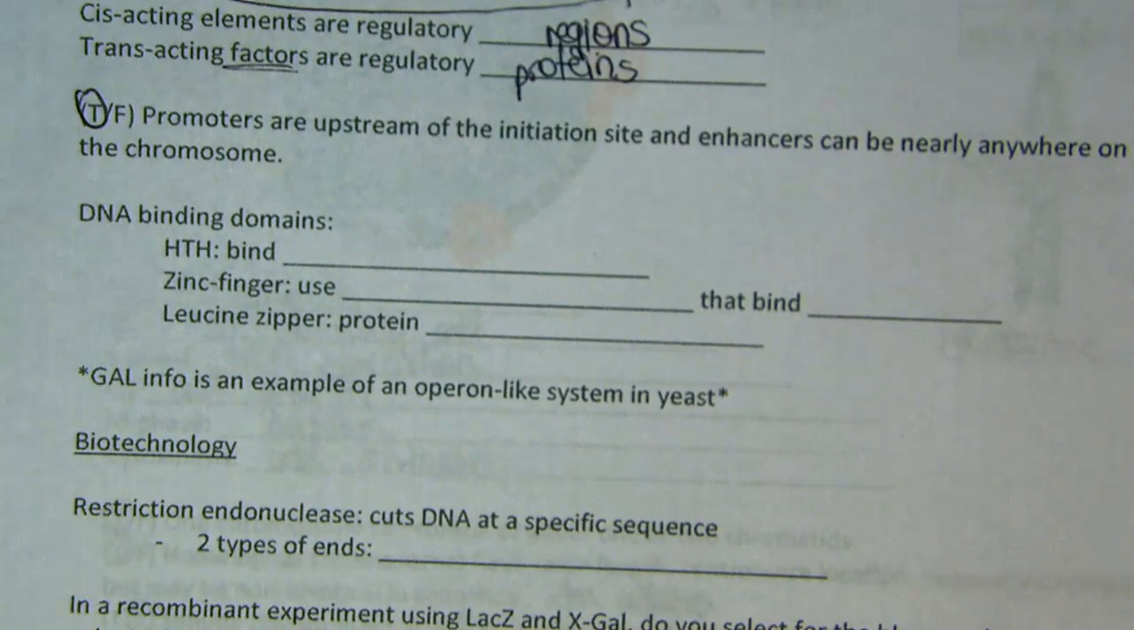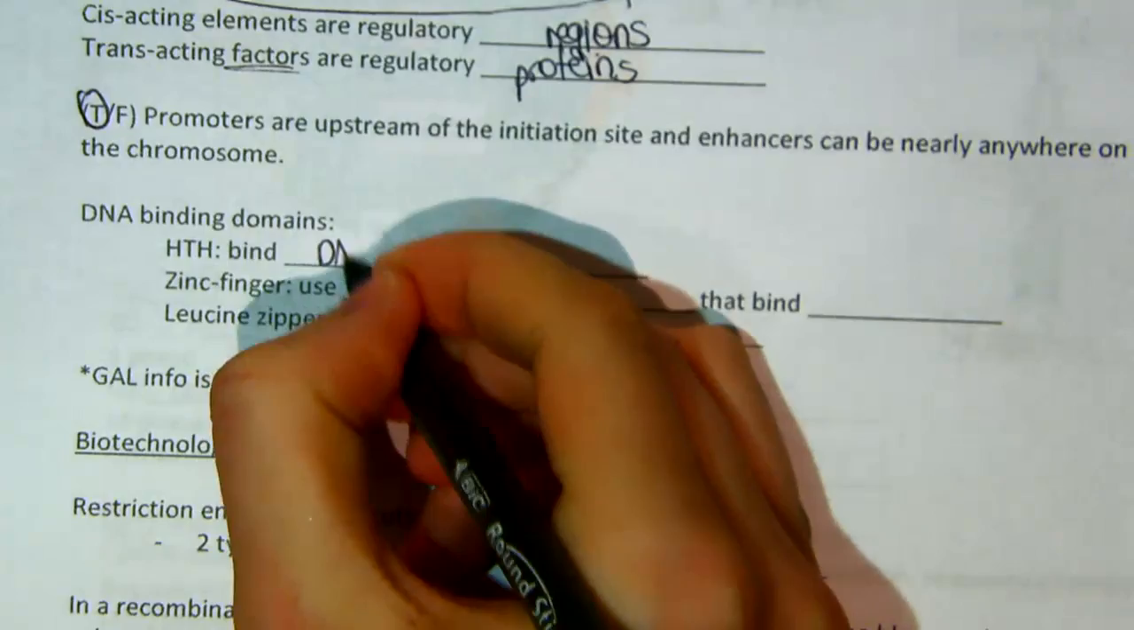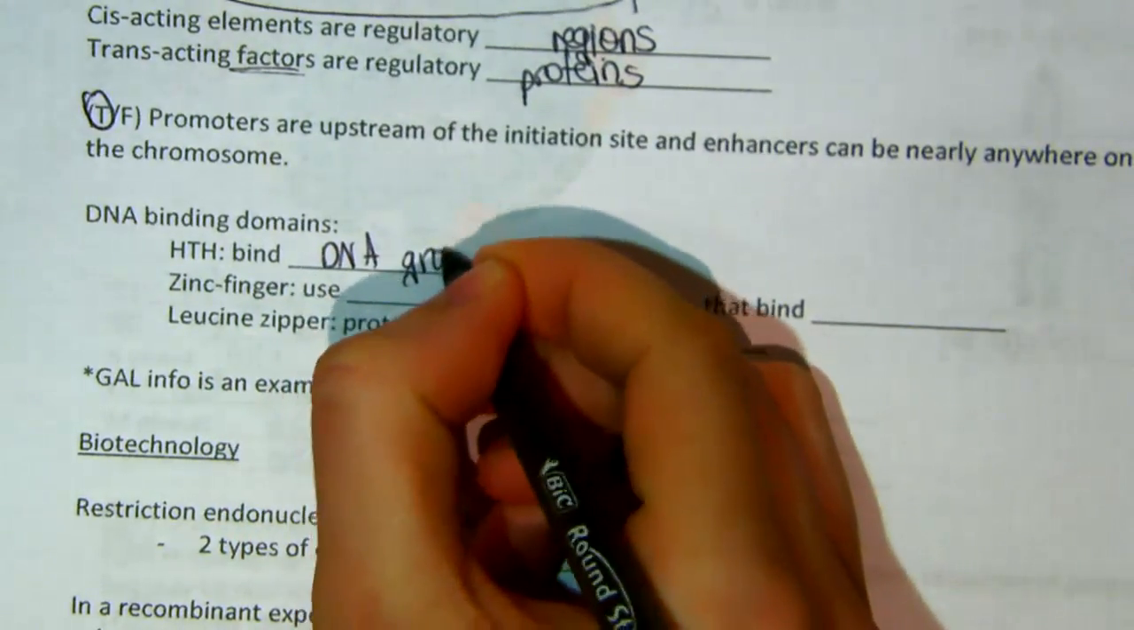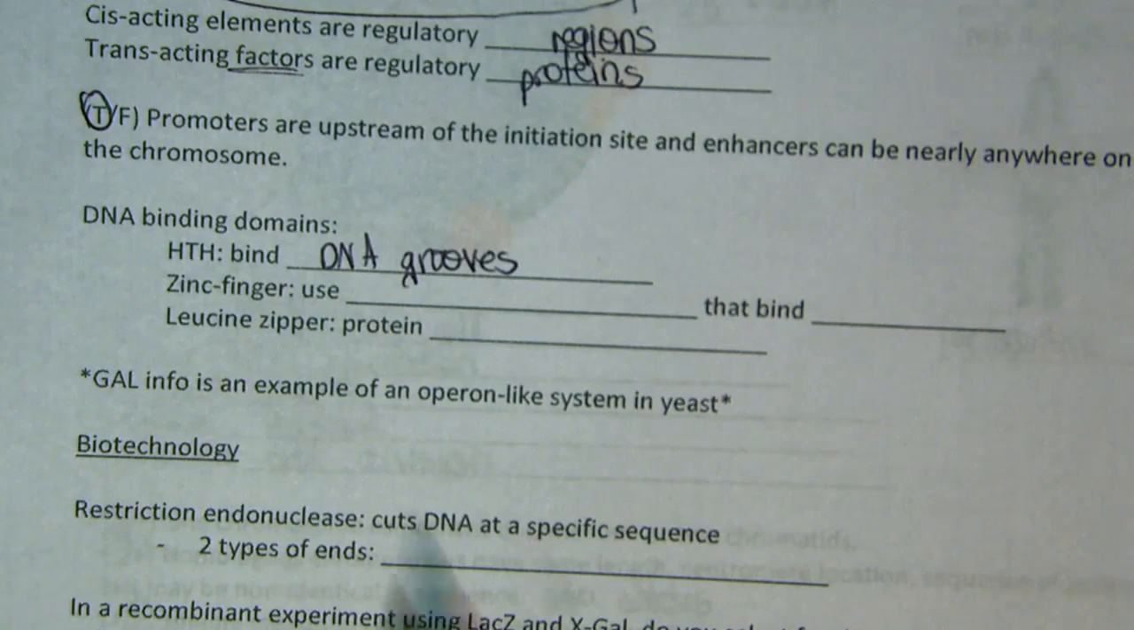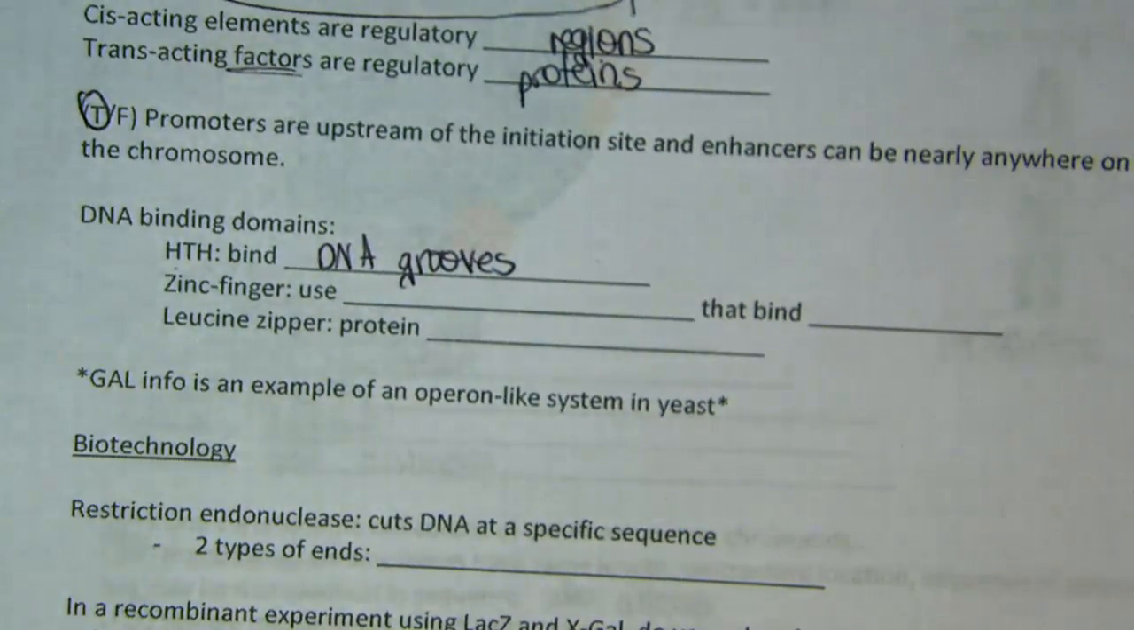Okay, and these are 3 DNA binding domains that he went over in class in his lecture. So HTH is called the helix turn helix motif, and that is going to bind DNA grooves. So those are the grooves in the DNA. Remember, you have major and minor grooves in DNA. Helix turn helix domains bind into those grooves and either increase or decrease transcription.